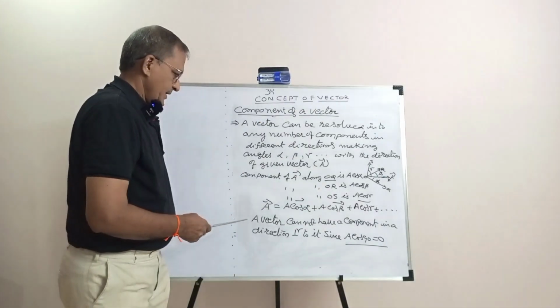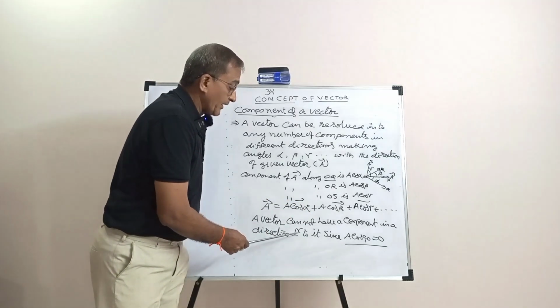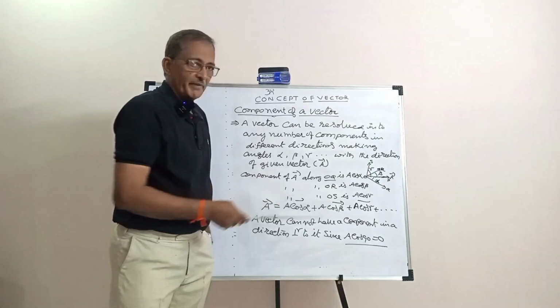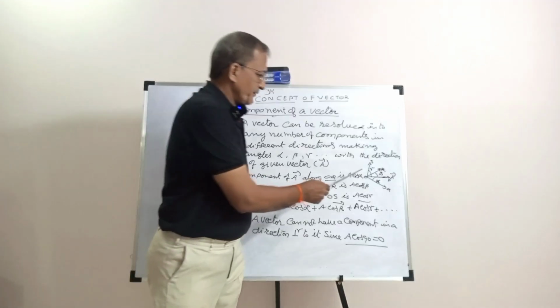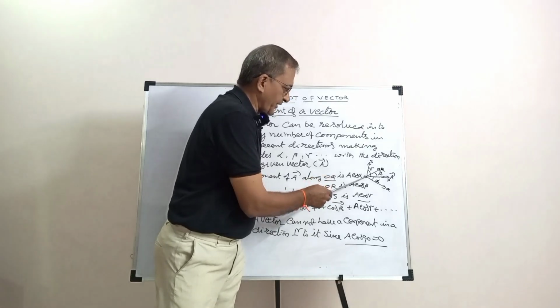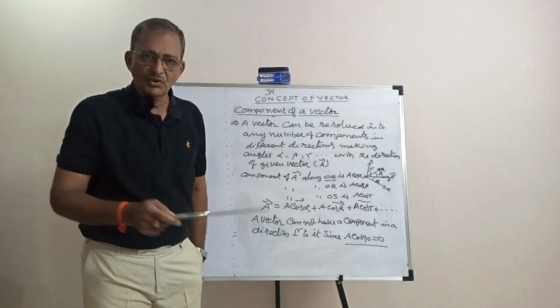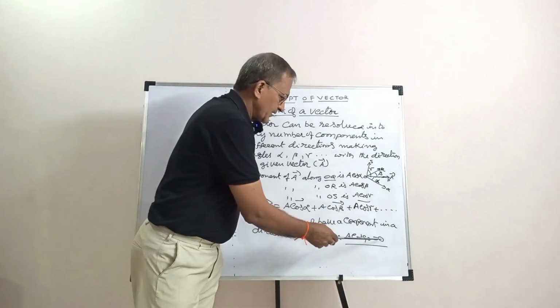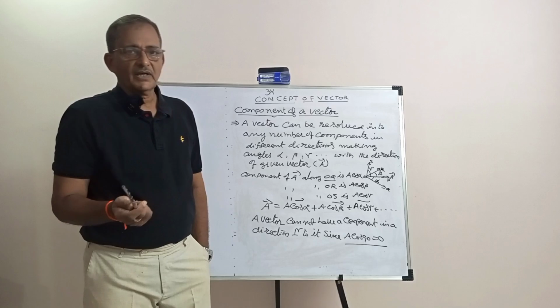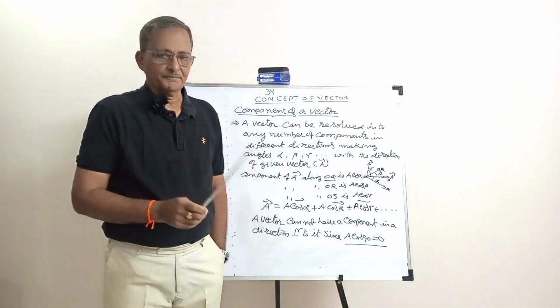And a vector cannot have a component in a direction perpendicular to it. That means if A bar is represented along OP, in a direction perpendicular to this, the angle is 90. Because cos 90 is 0, this A cos 90 is 0. That means a vector cannot have a component in a direction perpendicular to the vector.